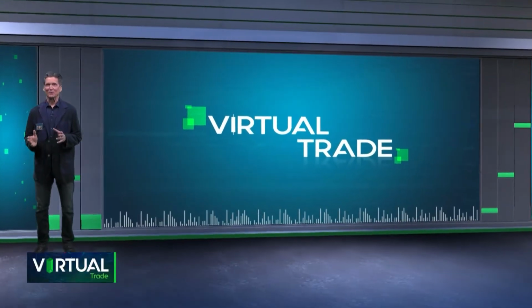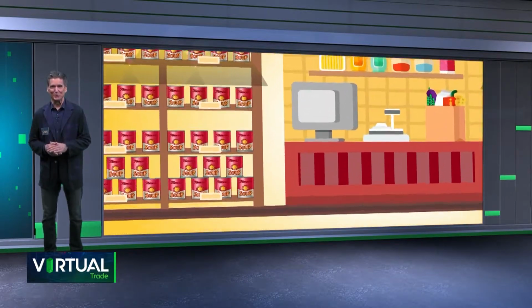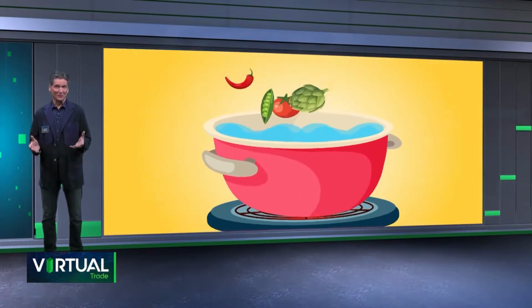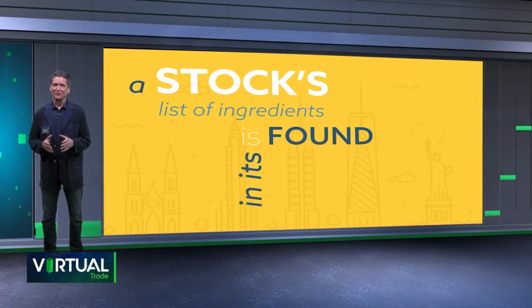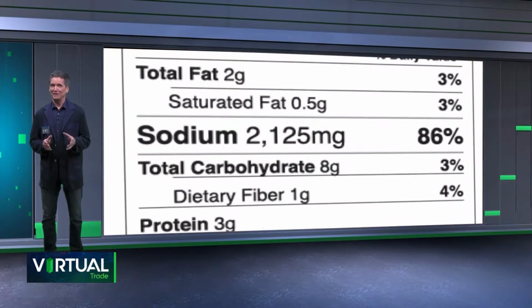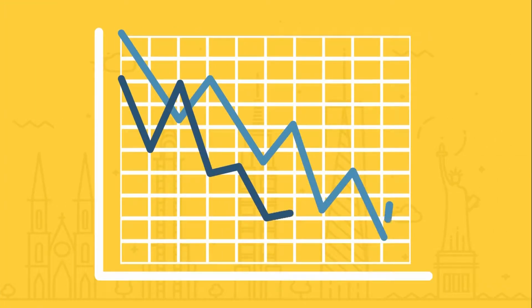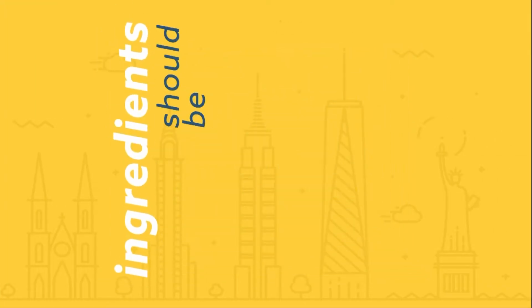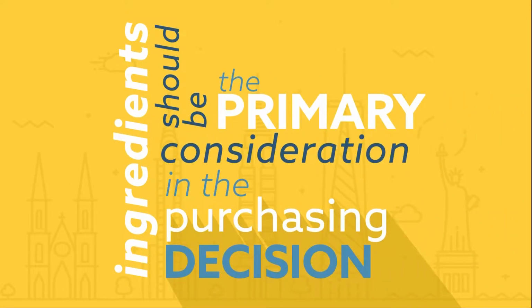Analyzing the fundamental strengths and weaknesses of a company can be likened to a shopper in the canned soup aisle of a grocery store. The shopper can read the list of ingredients to see what the soup is really made of. Likewise, a stock's list of ingredients is found in its financial statements. If our soup has too much sodium, it may not be a good choice. And if our stock has too much debt, it may not be a sound choice either. So you can see, ingredients should be the primary consideration in the purchasing decision. Now, let's take a closer look at the ingredients or financial statements of a company.